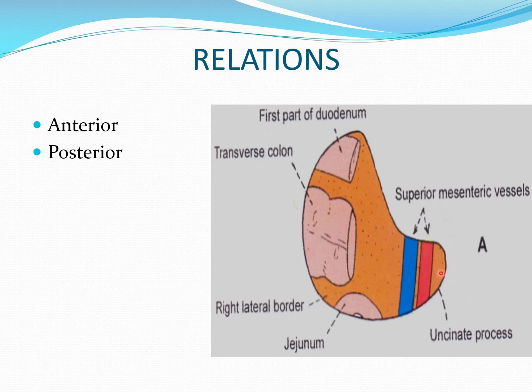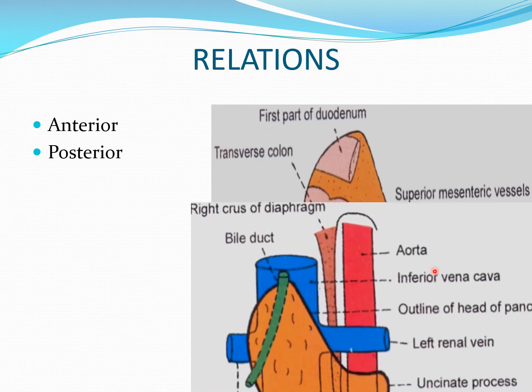Now uncinate process. So the uncinate process is related anteriorly to the superior mesenteric vessels and posteriorly to the aorta. So anteriorly superior mesenteric vessels and posteriorly there is the aorta. These are the relations of the uncinate process.